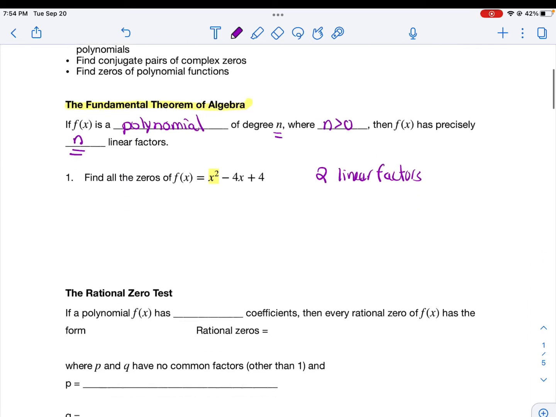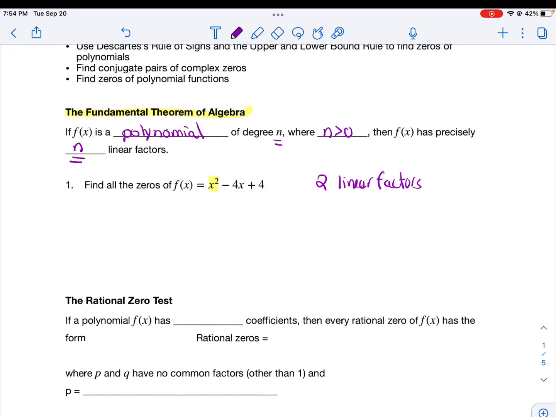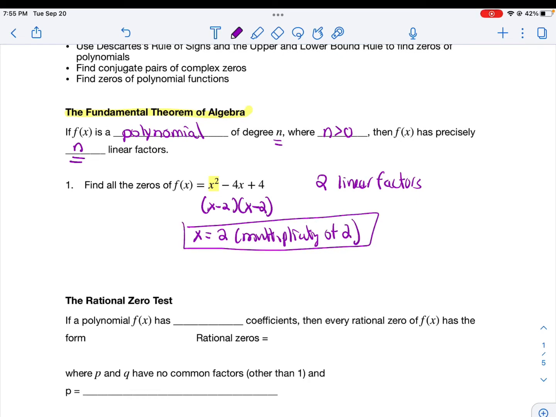Now this is something we've done in the past pretty easily. This is something that can be factored, so I can just factor this polynomial, and I get x minus 2 times x minus 2. And so I've rewritten f of x as x minus 2 times x minus 2. Those are the linear factors. Then if I wanted to find the zeros, again, I set each of the linear factors equal to 0 and solve, and I get x is equal to 2 with multiplicity of 2. Okay, review of what we've done.